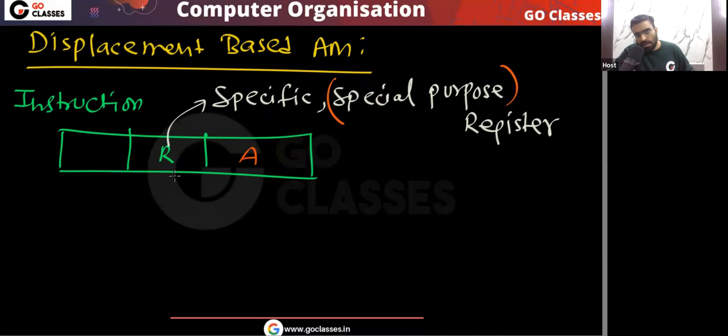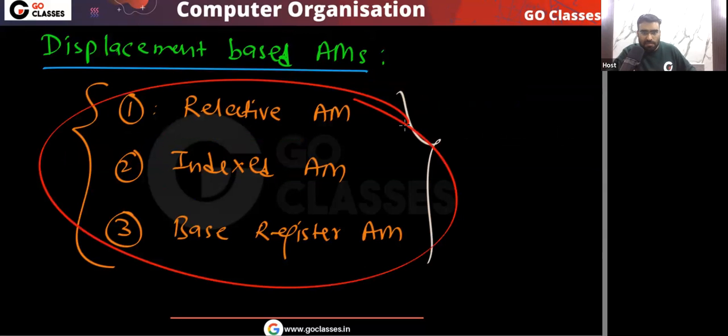Now you can see in this instruction you have 2 things: one is your register, and another is a value A. You might be thinking, sir, what is this value? Is this a memory address? Don't worry about this. I'm just telling you that you have some value A. This will become more and more clear when we study these 3.